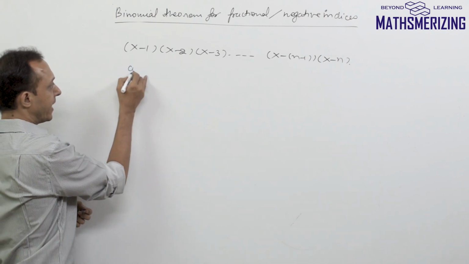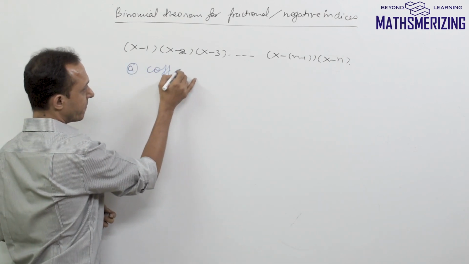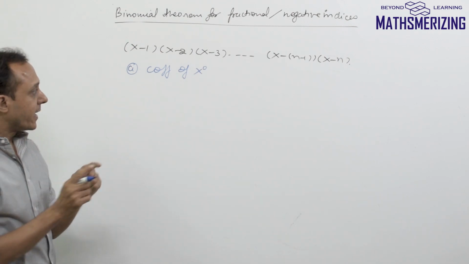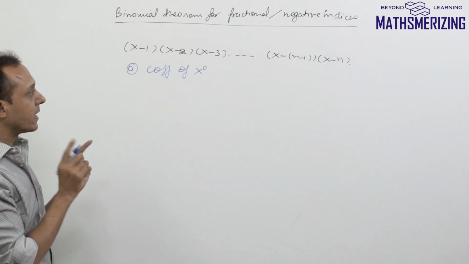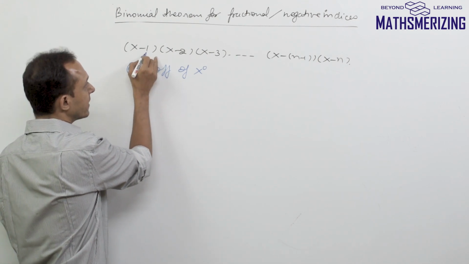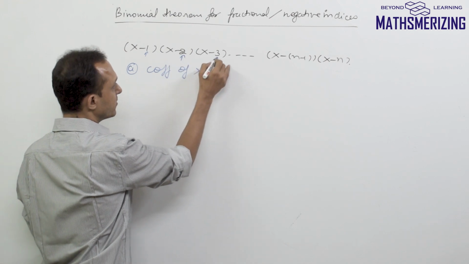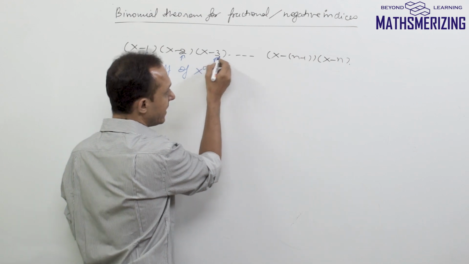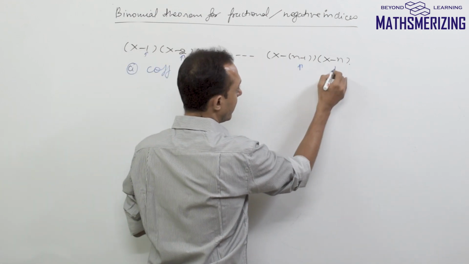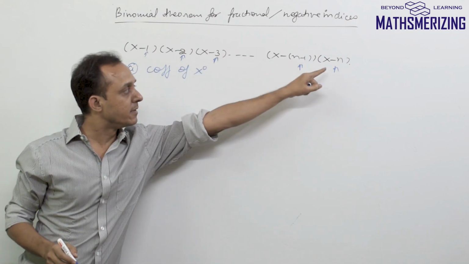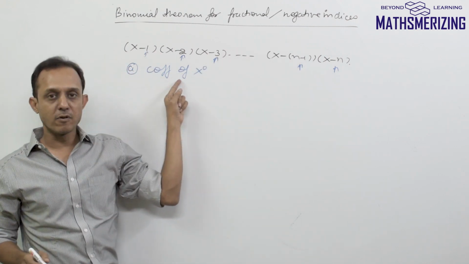Maybe they'll ask you to find the coefficient of x to the power 0. I know that x to the power 0 is the constant term. So when do I get a constant term? When the constant term in each factor gets multiplied with the other constant terms. So minus 1 gets multiplied with minus 2, gets multiplied with minus 3, and in the end, it gets multiplied with minus n.